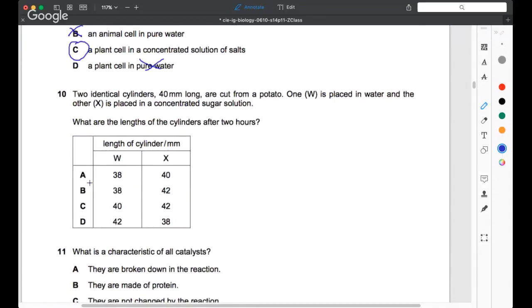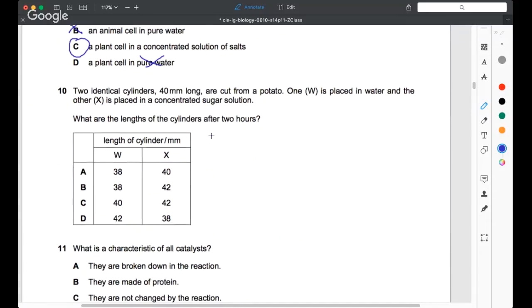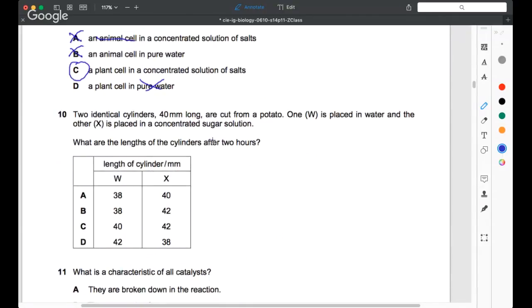Two identical cylinders, 40 millimeters long, are cut from a potato. One, W, is placed in water, and the other, X, is placed in concentrated sugar solution. What are the lengths of the cylinders after 2 hours? So again, this is similar to the last question. If you have a plant cell and you place it in water, which is a lower concentration than the cytoplasm of the plant cells, the water is going to move into the cells, which means that the potato is going to expand, it's going to get longer.